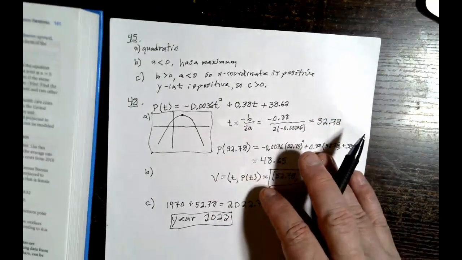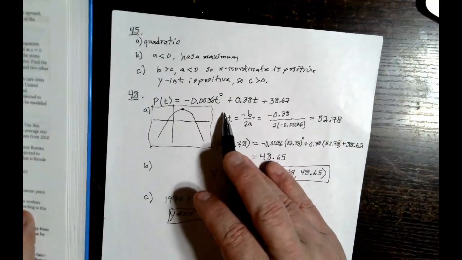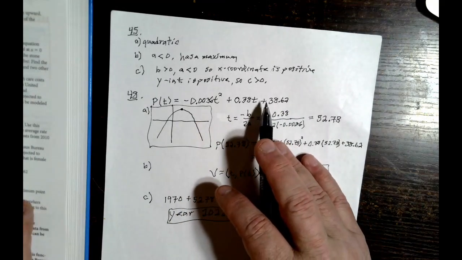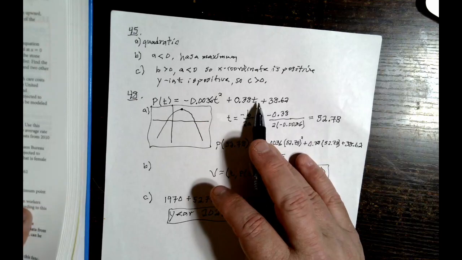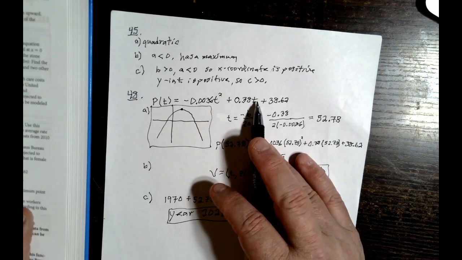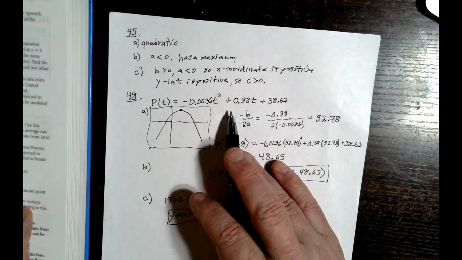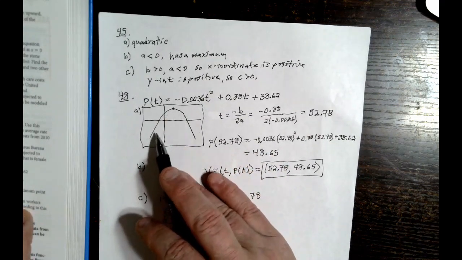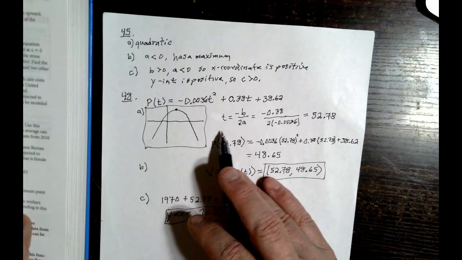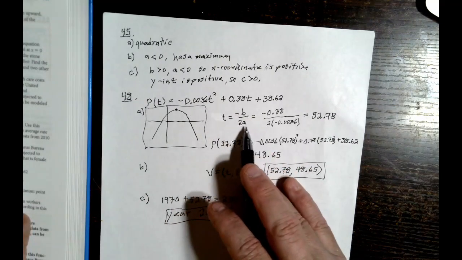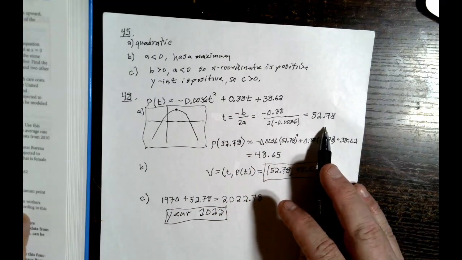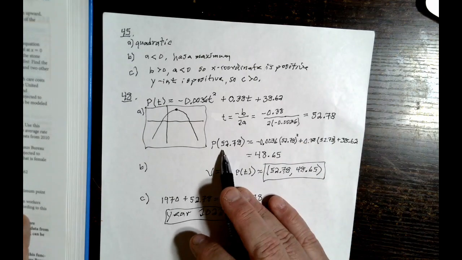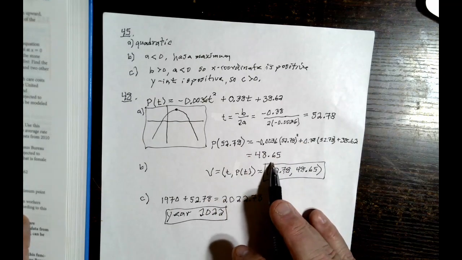48, women in the workforce, they give you an equation, tells you how many percentage of total workforce that's female is given for selected years from 1970. T equals the number of years since 1970. You graph the function, looks like this. Identify the maximum point. Well, you've got your equation, plug in your negative b over 2a, and you get 52.78. Plug that into the function and you get 48.65.